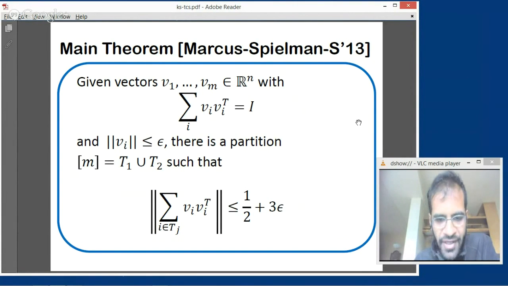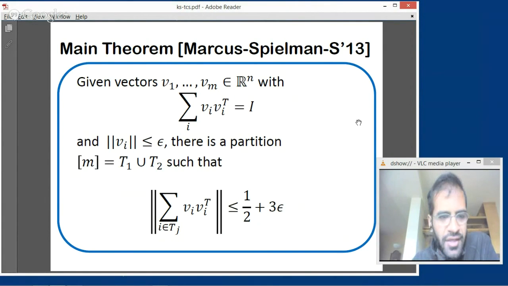So in particular, this implies that the quadratic forms have eigenvalues between half minus 3 epsilon and half plus 3 epsilon. Notice that this gives you a non-trivial bound when epsilon is less than 1/6, right? A bound of 1 would be trivial, and as soon as epsilon is strictly less than 1/6, I get a bound that beats 1. And this dependence on epsilon can be shown to be optimal. Okay. So before I tell you, are there any questions about the statement of the theorem?